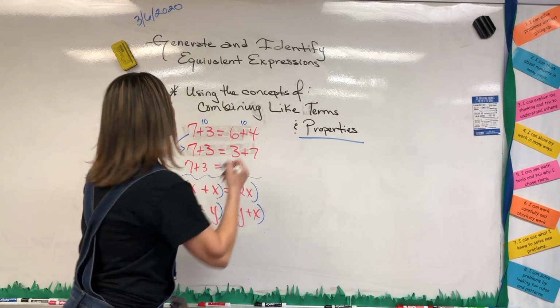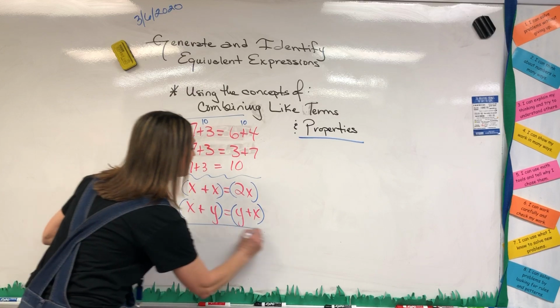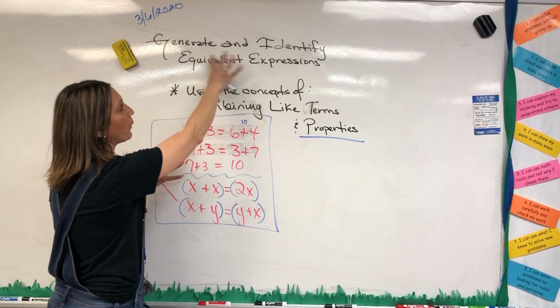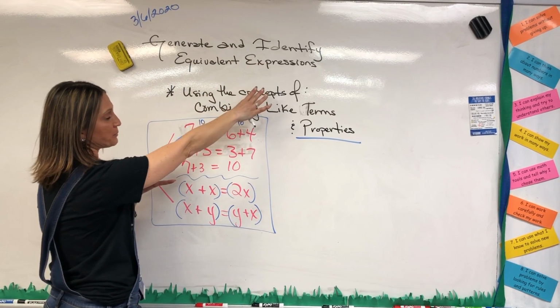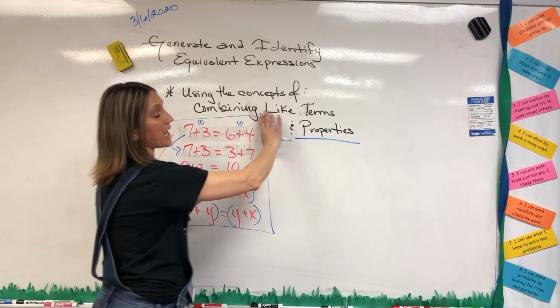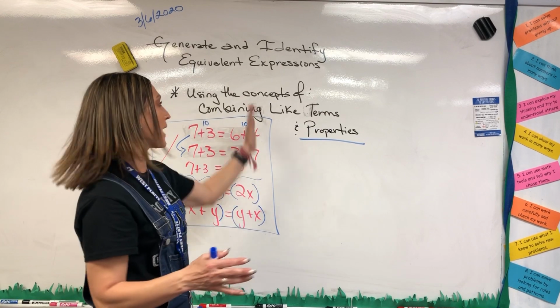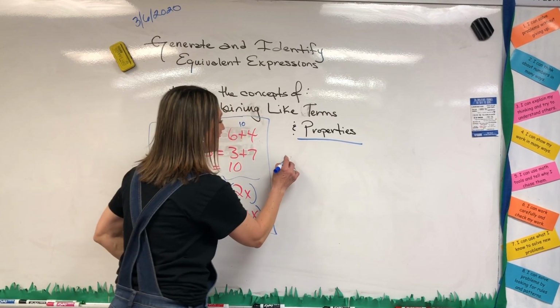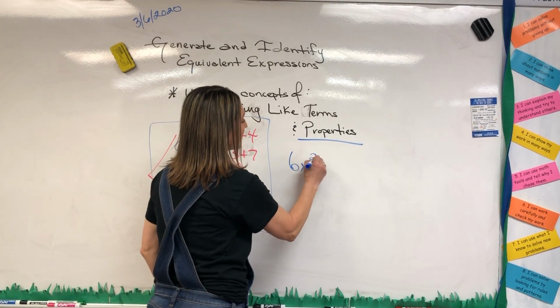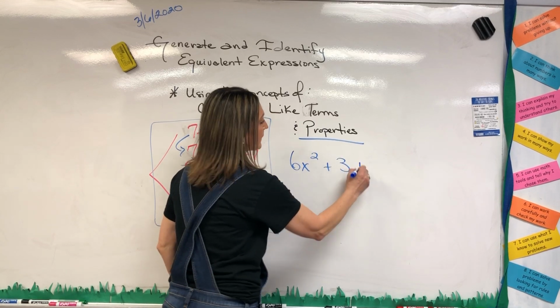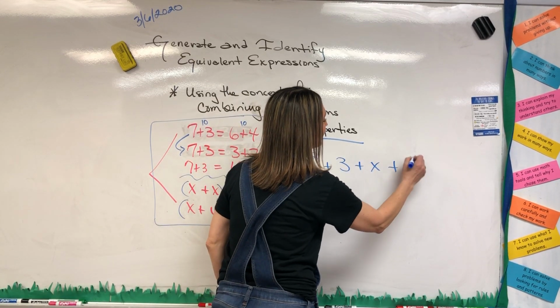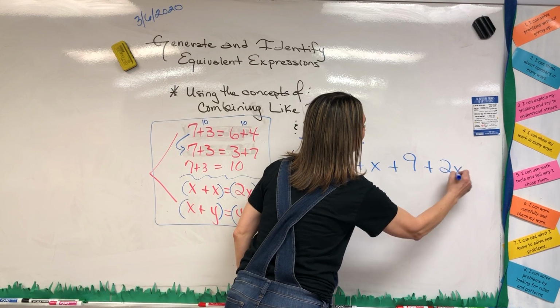So I'm going to show you, these are just introductory concepts. So I'm going to show you how we generate and identify some equivalent expressions using the concepts of combining like terms and properties. So I'm going to just use one right now for combining like terms that we did with the kids. If I have 6x squared plus 3 plus x plus 9 plus 2x squared.